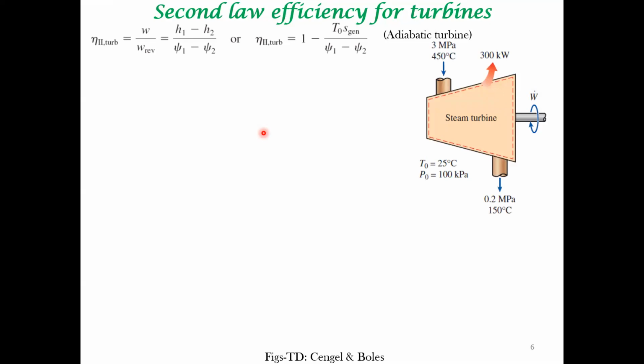Let us look at a turbine again, but this turbine is not operating adiabatically. So there is some heat transfer associated with the turbine and the environment. So this is not an adiabatic turbine. How do you do exergy balance?